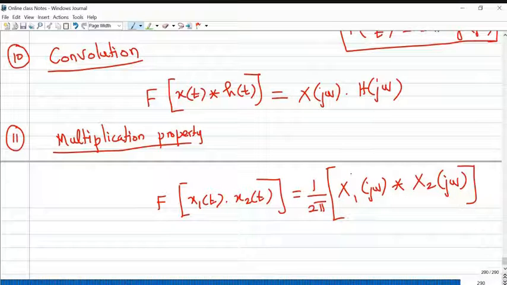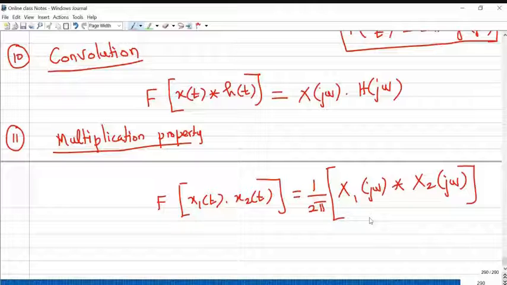Convolution in the time domain results in multiplication in the frequency domain. That is the convolution theorem. The multiplication property says that multiplication of signals in the time domain results in the convolution of their individual Fourier transforms. So this property is called the multiplication property of Fourier transform.